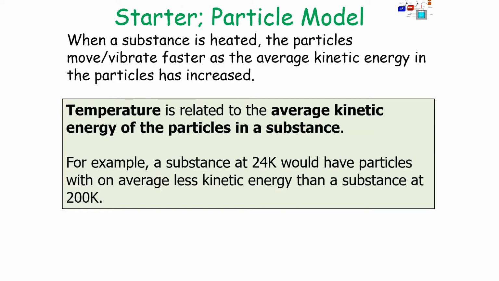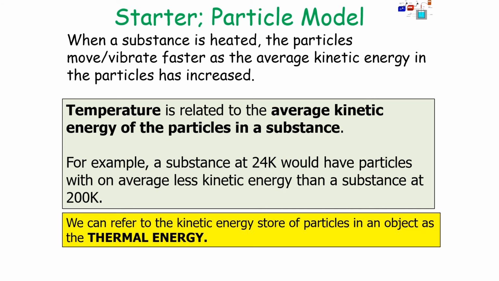Now this leads to an important idea and links into the concept of temperature. When a substance is heated, the particles will move or vibrate faster as the average kinetic energy of the particles has increased. So temperature is related to the average kinetic energy of the particles in a substance. For example, a substance at 24 Kelvin would have particles with on average less kinetic energy than a substance at 200 Kelvin.